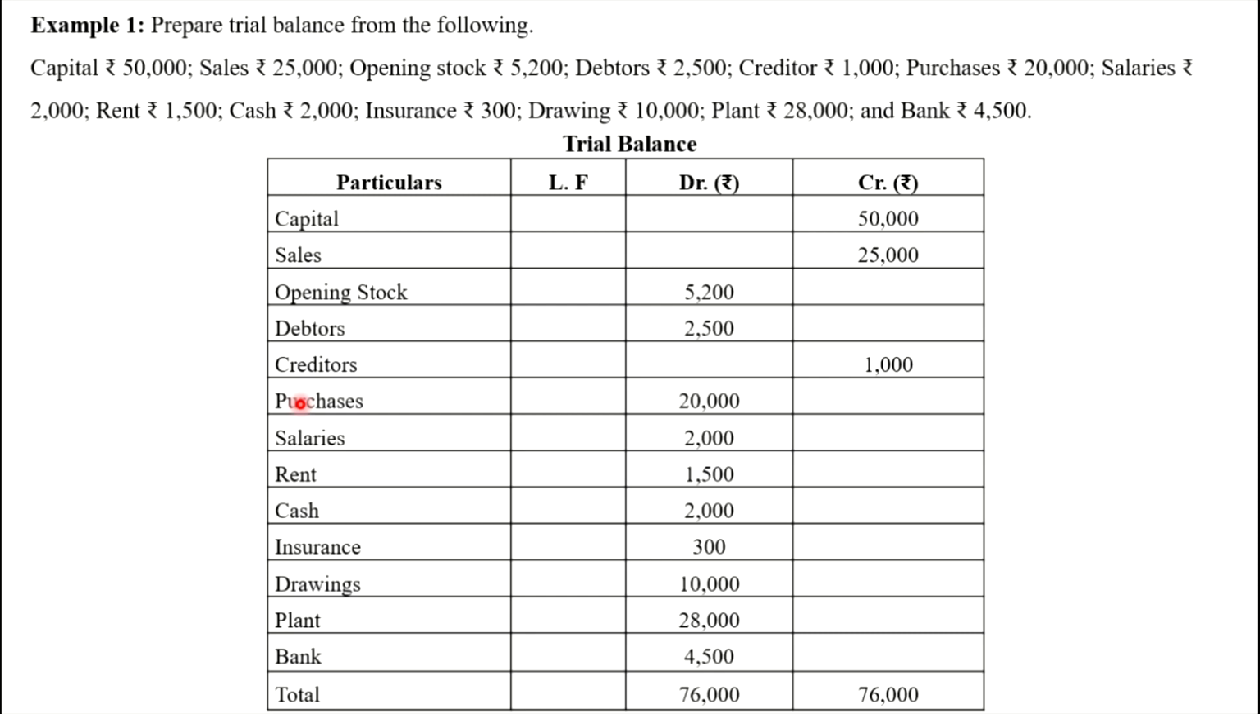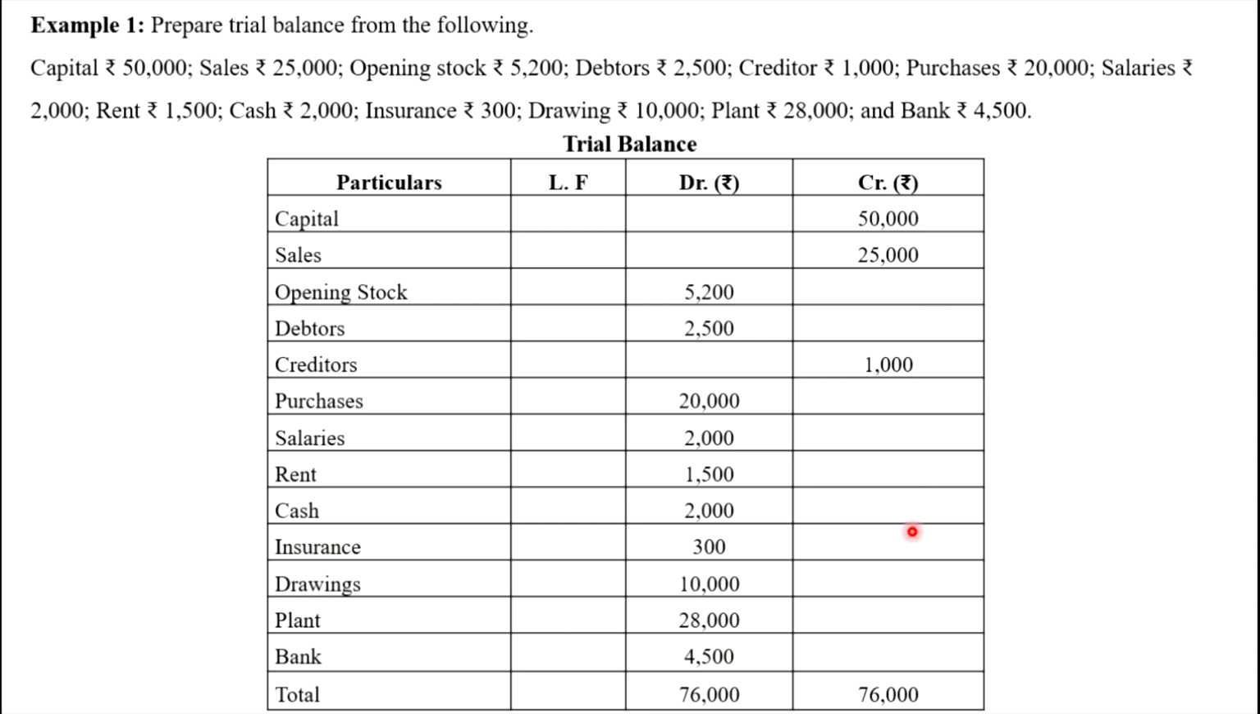Purchase is an asset, salary is expense, rent is expense, cash is asset, insurance is expense, drawings is also expense, plant is asset, bank is a personal account. That's why bank is also a current asset. We record all of these on the debit side, because all assets and expenses we record on the debit side. And all income, capital and liability we record on the credit side.